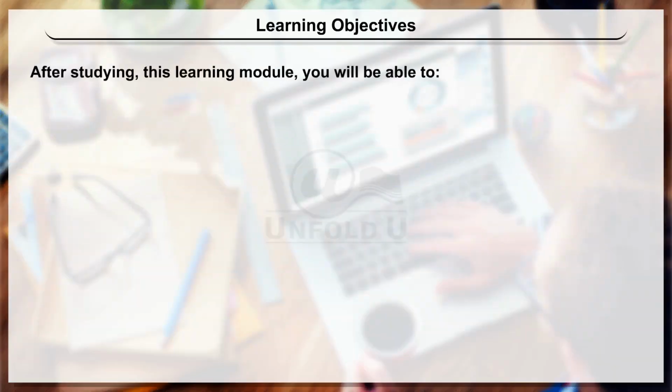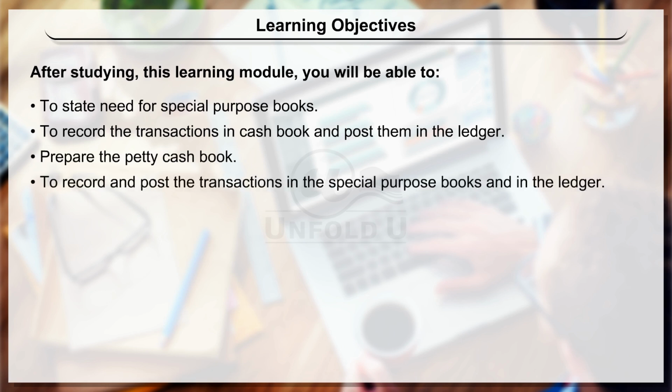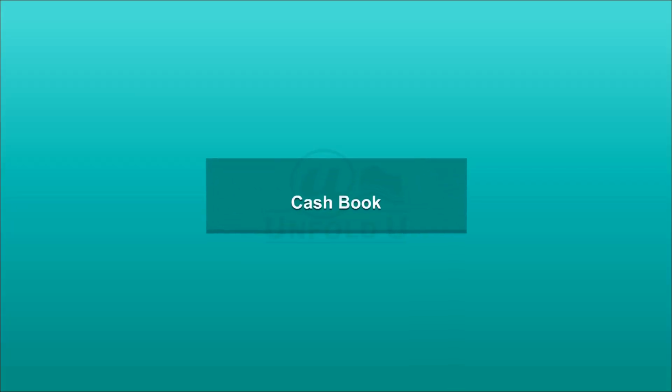Learning objectives. After studying this learning module, you will be able to state the need for special purpose books, to record the transactions in the cash book and post them in the ledger, prepare the petty cash book, to record and post the transactions in the special purpose books and in the ledger, to balance various ledger accounts. Cash book.